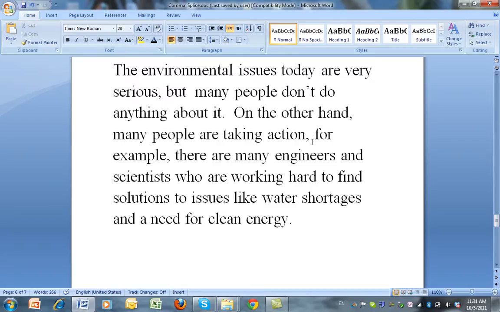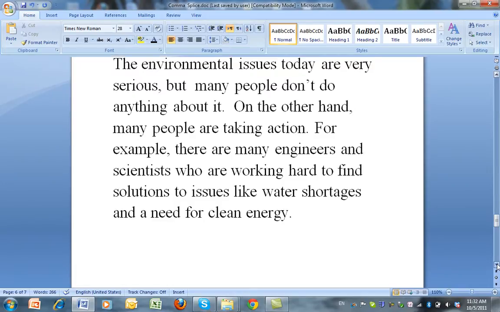For example, there are many engineers and scientists who are working hard to find solutions to issues like water shortages and a need for clean energy. This is a comma splice. Transition phrase. For example, comma, there are many engineers and scientists who are working hard to find solutions to issues like water shortages and a need for clean energy. Those corrections that I made are important for your writing. They're important for academic writing, okay?